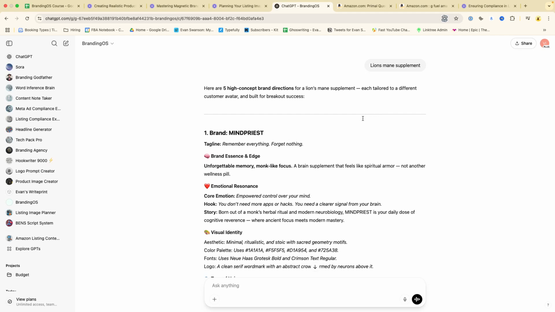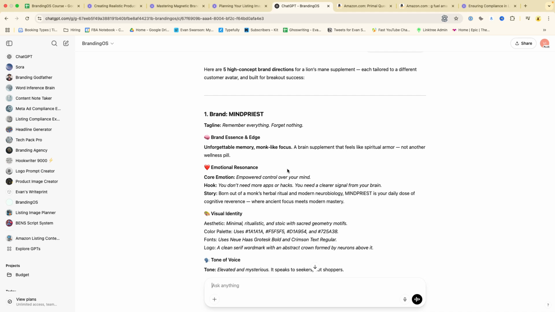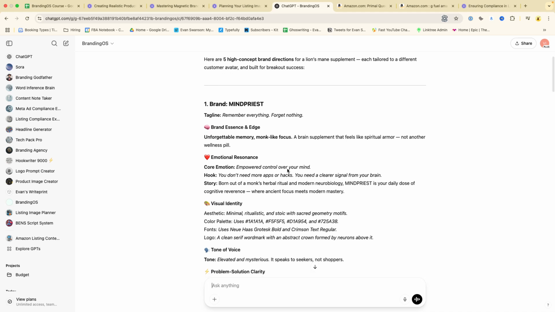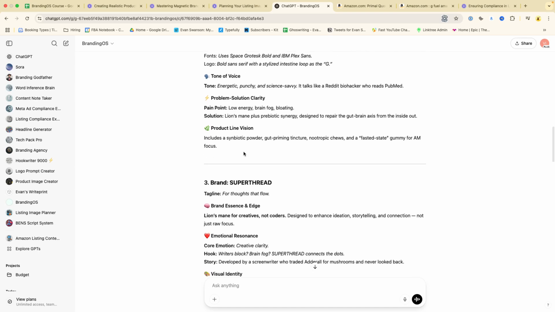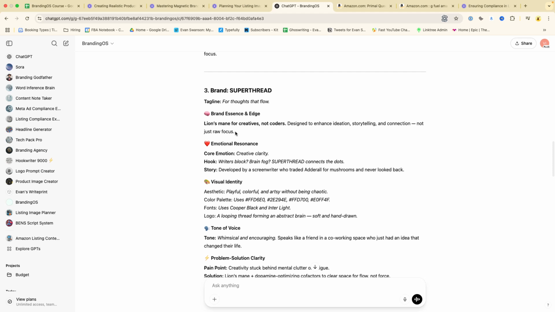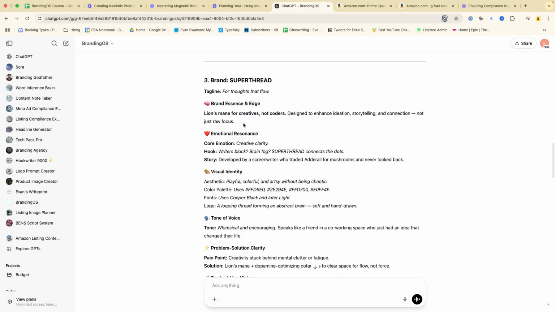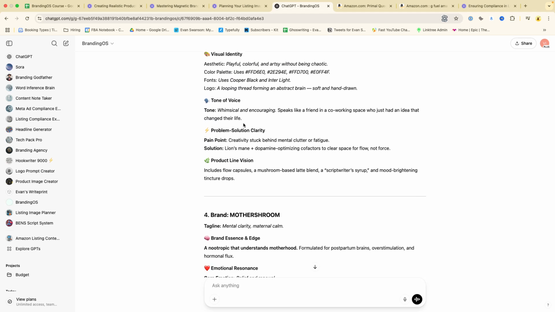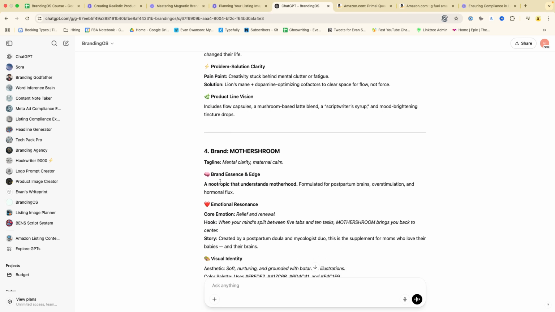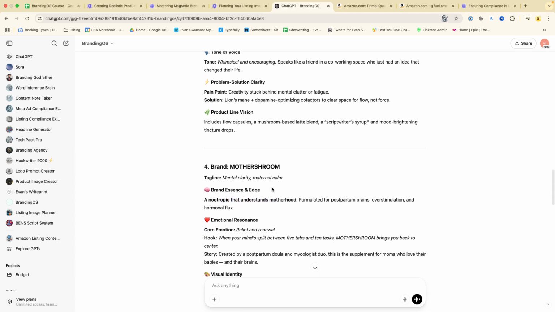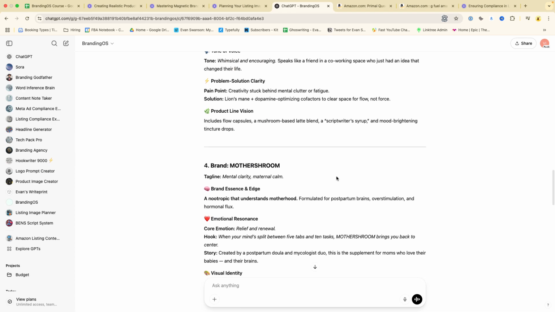But now that you understand that, you could also use this Branding OS tool where you just insert your product and it will spit out 5 differentiated ideas, targeted towards a different audience for each one. So for the Lion's Mane supplement, it talked about Mind Priest, Peak Gut, Super Thread, Lion's Mane for creatives, not coders, and Mother Shroom, which is for a nootropic that understands motherhood. So, formulated for postpartum brains.